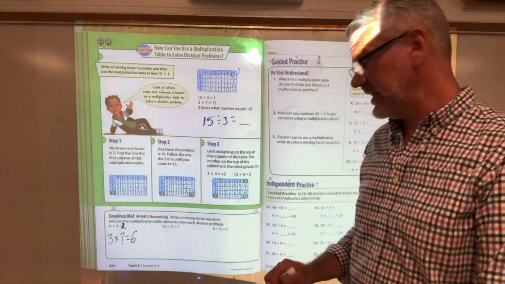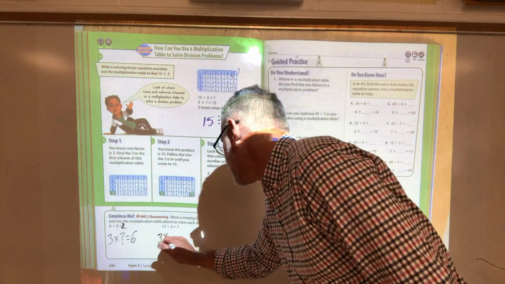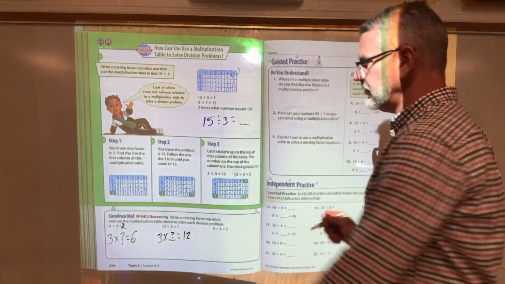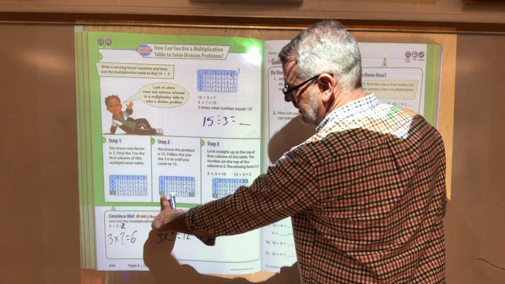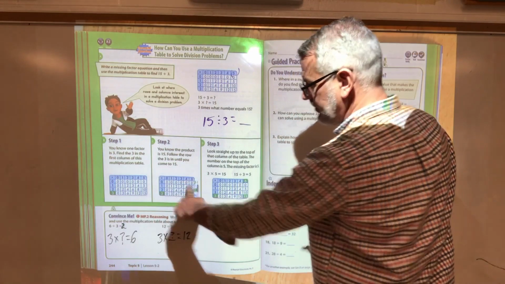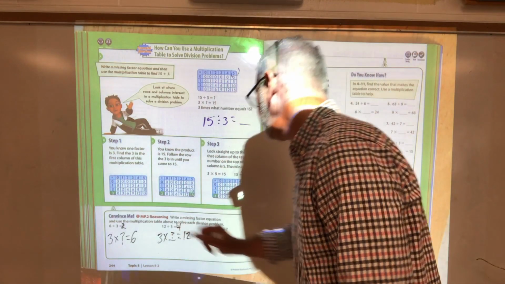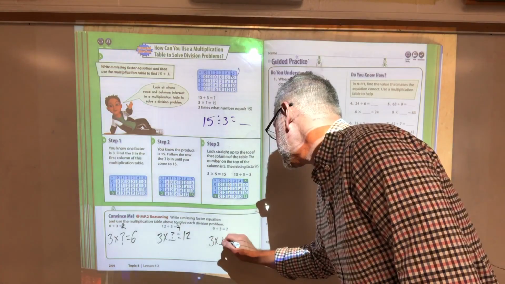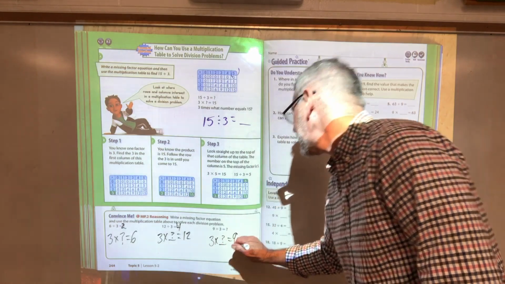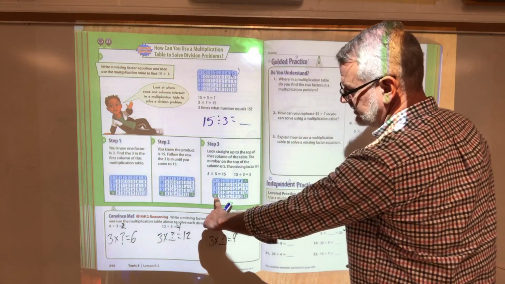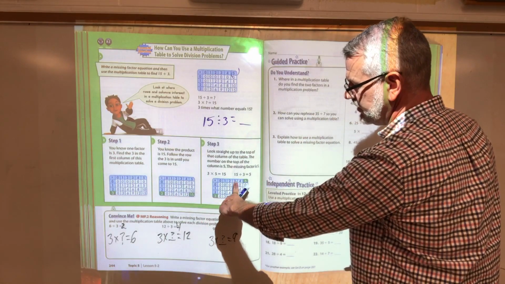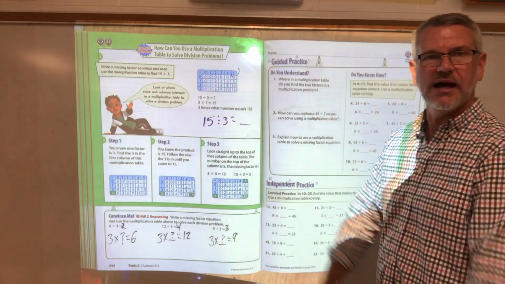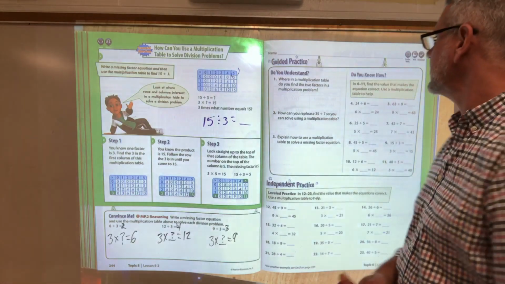12 divided by 3 equals blank. So 3 times blank, or question mark, equals 12. Go to the 3's, go across till we hit 12, and go up, and the answer is 4. 9 divided by 3 equals blank. 3 times blank equals 9. Go to the 3's, go over till you hit a 9, and then go up, and the answer is 3. How about that? Pretty handy dandy, huh?